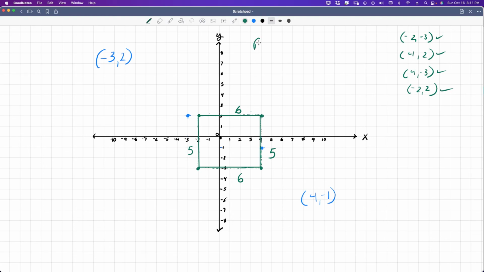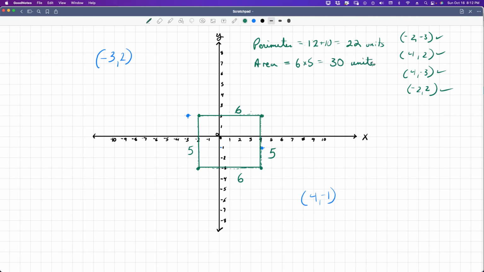So my perimeter is going to equal 6 plus 6 plus 5 plus 5. Well, we know 6 plus 6 is 12, and 5 plus 5 is 10. So that's going to be 12 plus 10 is equal to 22 units. That's the perimeter. My area is going to be my base times my height, or my length times my width, however you want to do it. Well, that's 6 and 5. So that's going to be 6 times 5, which is equal to 30 units.